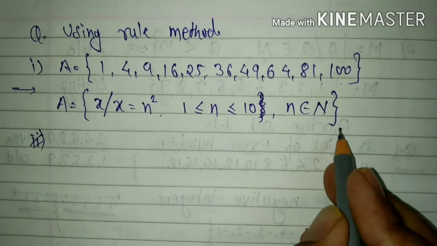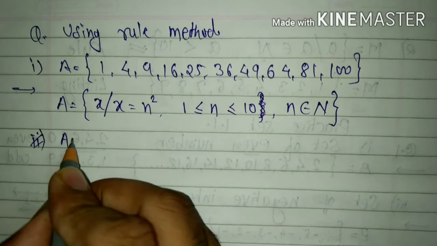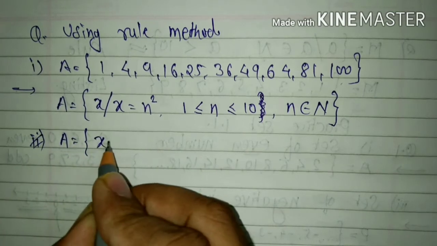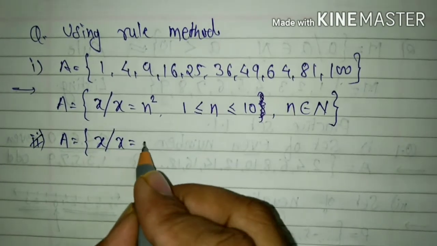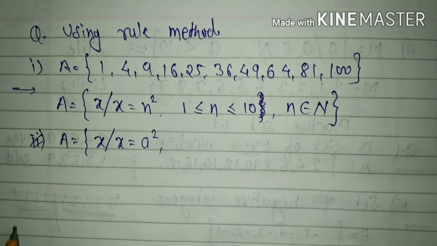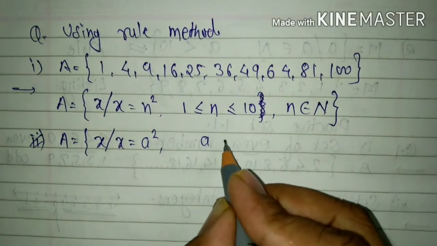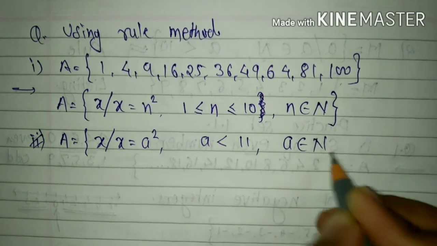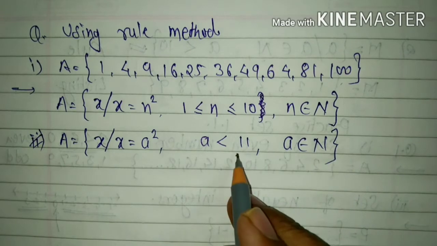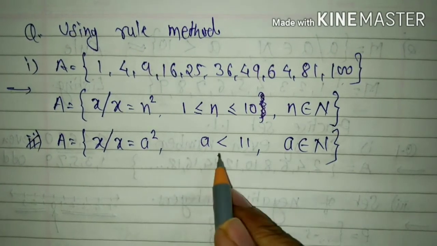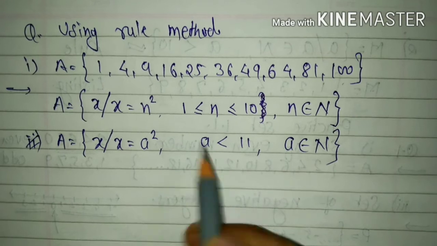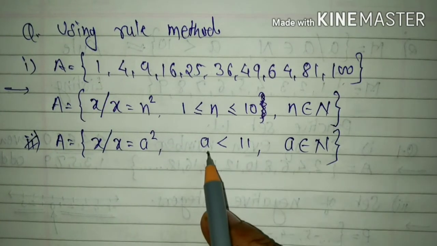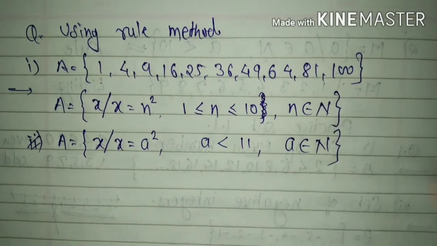Okay, this answer can be written as A. It is a set of x such that x is equal to a square, where a is less than 11 and a belongs to natural number. We know that natural numbers start with 1, so ultimately a will start from 1, so the square of 1 is 1, up to a is less than 11, less than 11 that means 10, and 10 squared is 100. a belongs to natural number.